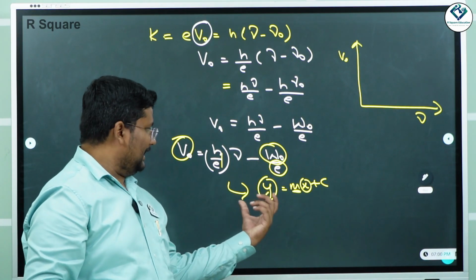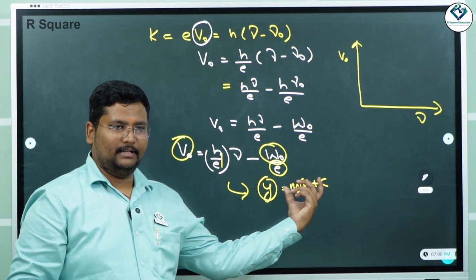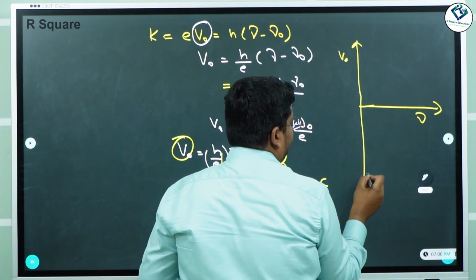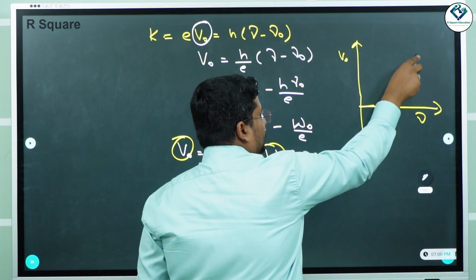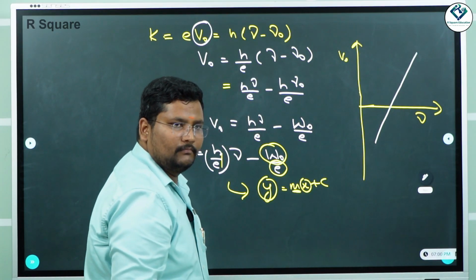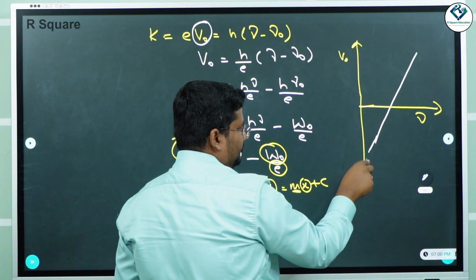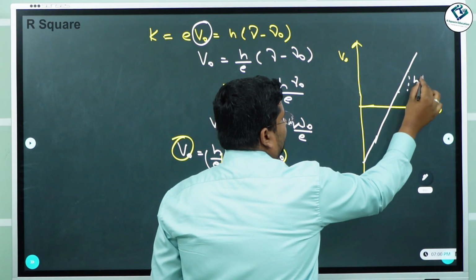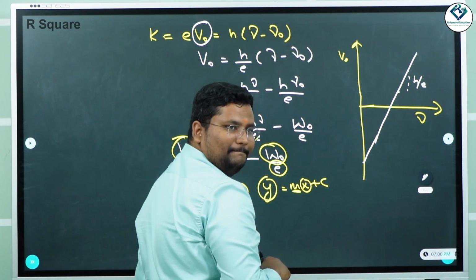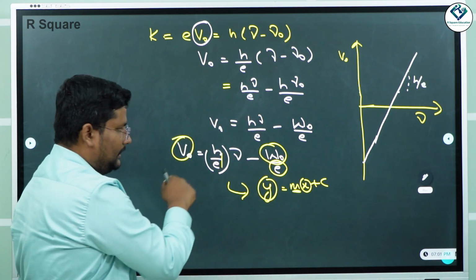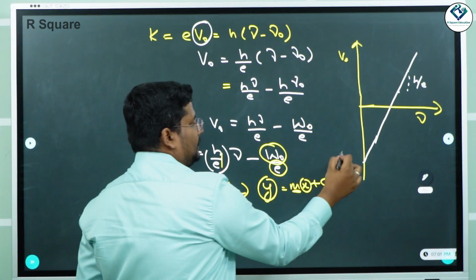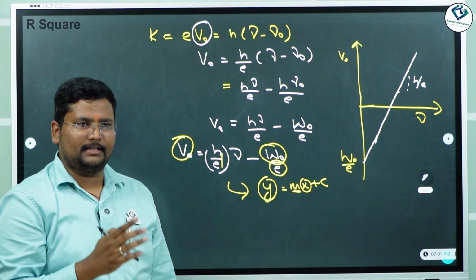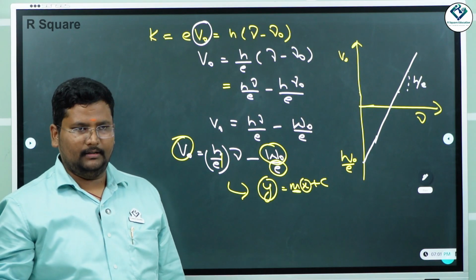So can I relate this with Y is equal to mx plus C? So what will be the graph? So it will be like this, right? Maybe here. So in this case, what will be the slope? H by E, because the slope is H by E, right? So this is nothing but going to be work function by E, which is nothing but W is equal to EV naught only. Correct?